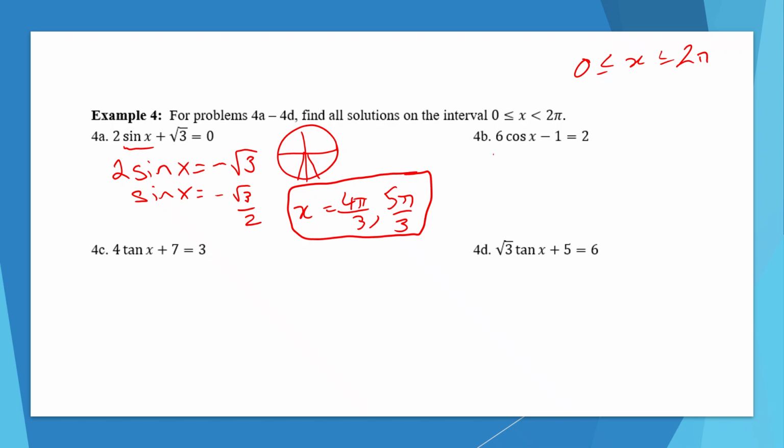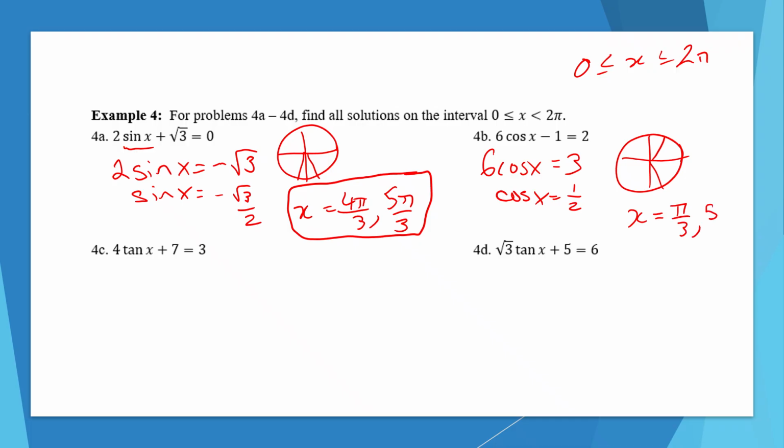For b, we have 6 cosine x equals, and then I'm going to add 1 to get 3. Cosine x equals 3 over 6, which is 1/2. And then I know cosine x equals 1/2 at a 60-degree reference angle, and cosine's positive in the first and fourth quadrant. So here, this should be pi over 3, and 5 pi over 3 should be our answer for 4b.